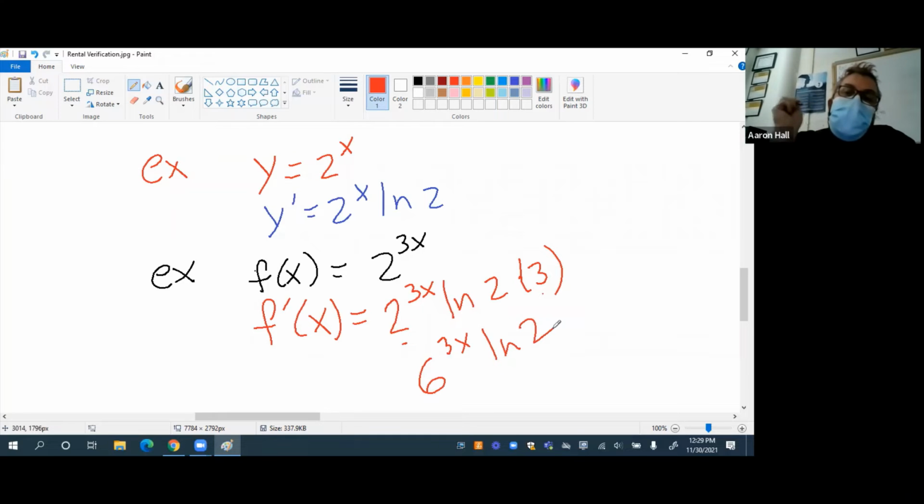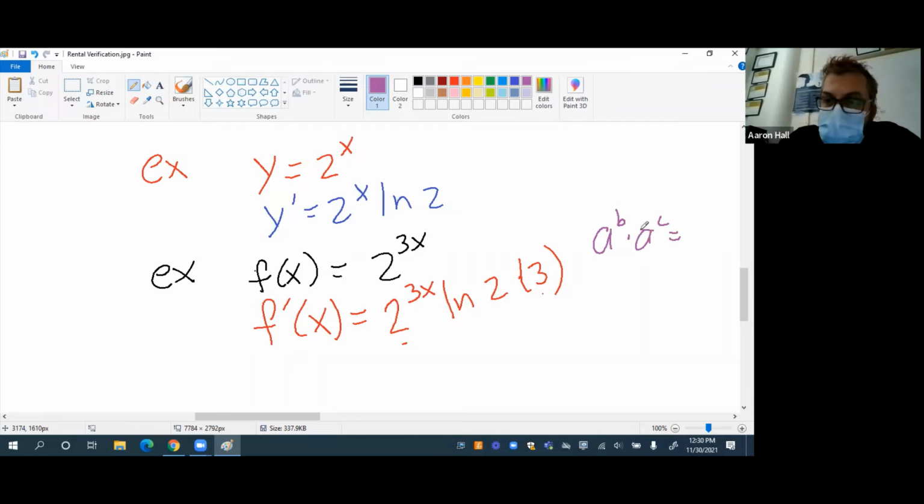Yes. Can you do that? Is that allowed, to multiply this 3 to this 2? We do have a law of exponents that says if I have a to the power of b times a to the power of c, what do I have? I have a to the power of b plus c. Is that right?